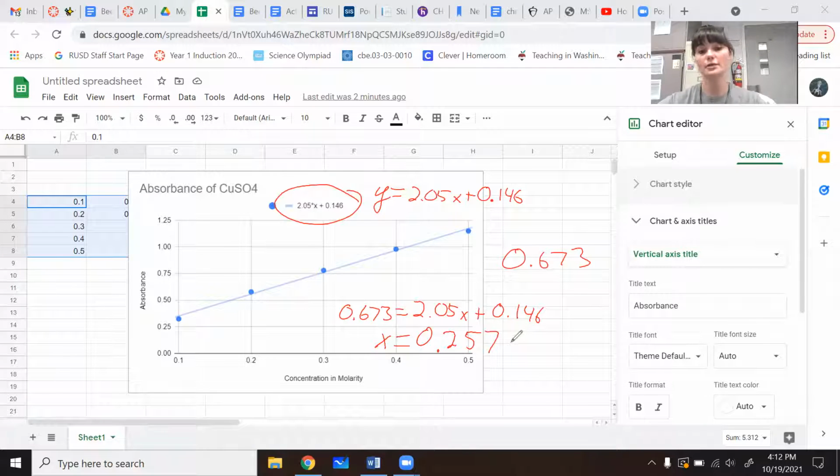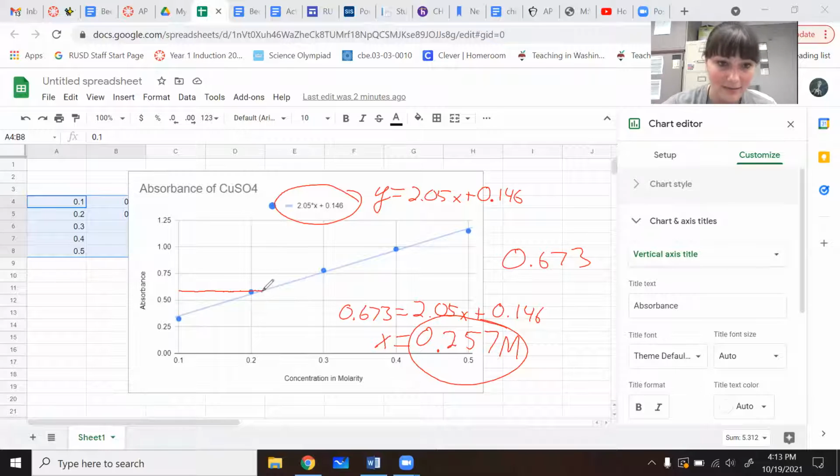And I get an x of 0.257. So as it turns out, my initial prediction that I told you guys over there, that the concentration would fall somewhere between 0.2 and 0.3, was absolutely correct. That trend, that pattern, is still emerging, and that's what our equation is showing us. So this is 0.257 molarity. And we can even estimate that on our graph. If we went approximately to 0.673, which is kind of right here-ish, we could find an approximation on our graph of where that molarity is going to fall. Now, obviously, I'm a little bit off because I was just estimating, but the equation was able to give me a more exact value.